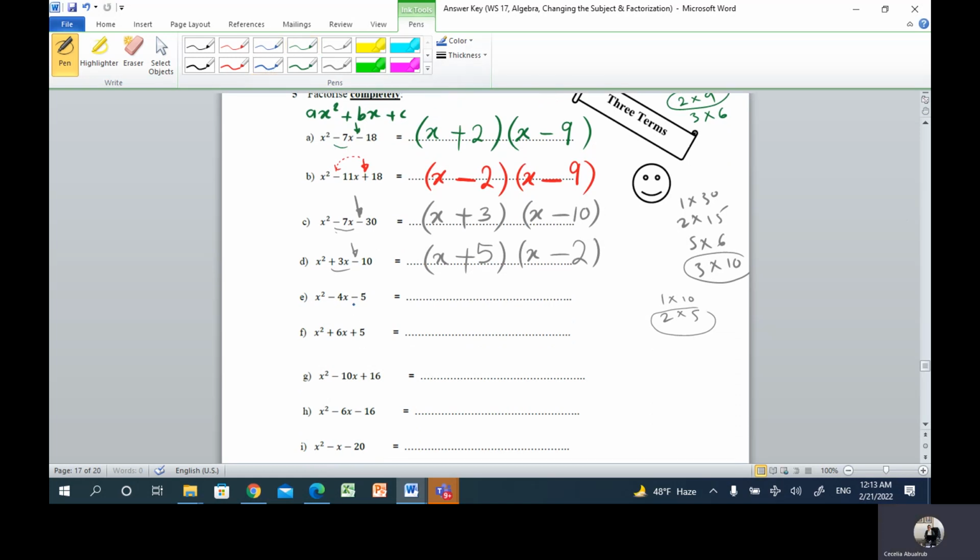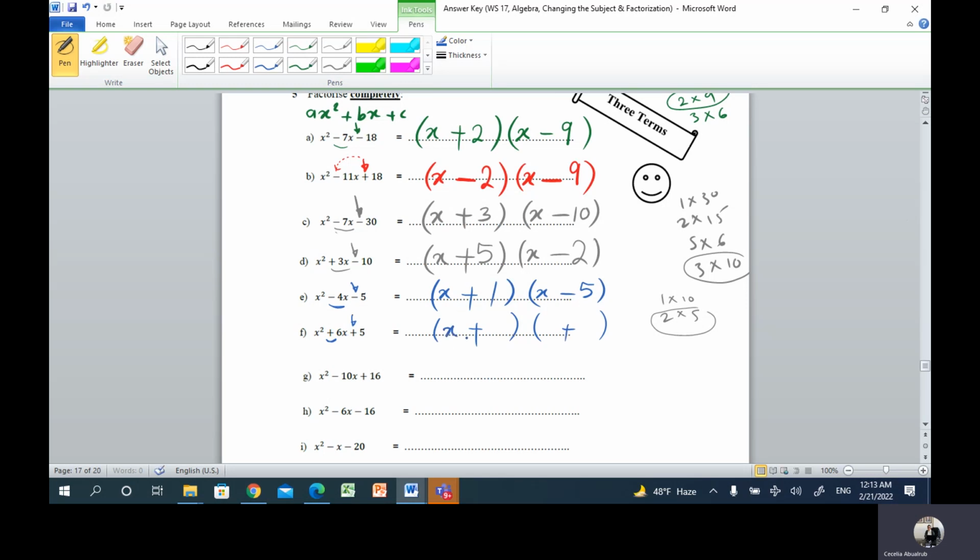Next, x squared minus 4x minus 5, open two brackets. Look at the c, it's negative, so plus, minus, and then x squared, it's x, and 5 is a prime, so it's only 1 times 5. But since the middle term is negative, and 5 is greater than 1, 5 is here and 1 is here. Next, x squared plus 6x plus 5. So we open two brackets. Look at the last term, the c. It's positive, so we need to take the sign of the middle term for both brackets.